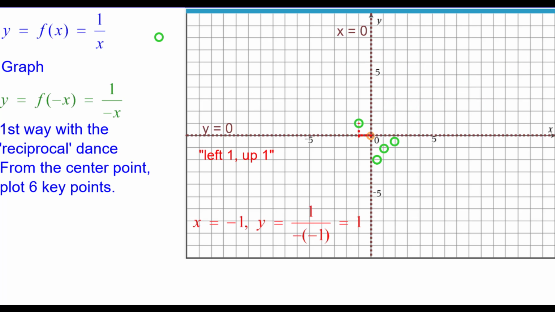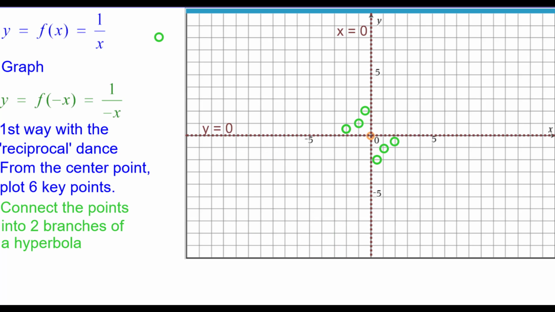In the second quadrant, left 1, up 1, normally it would be left 1, down 1, but again, because of the opposite of negative 1 is positive 1. Left 2, up a half, the opposite of negative 2 is positive 2, and the reciprocal of that is a half. And left a half, up 2, the opposite of negative a half is positive a half, and reciprocal of that is 2.